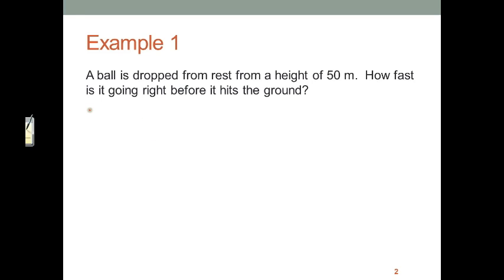To begin with, I'm going to draw myself a picture. It's dropped from rest, so here's my ball. Here's the ground. I'm telling myself, look, V0 is 0. I'm also telling myself that this distance is 50 meters. And I'm going to remind myself that the acceleration due to gravity is downward. Now the last thing I need to do is define a direction as positive so that I am self-consistent. And in this case, I am going to let up be positive.